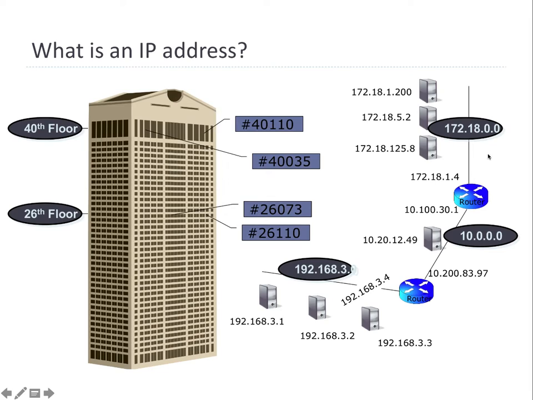So over here we have a network 172.18.0.0. It's separated from another network by a router, and within this particular network we have a bunch of IP addresses that all share that same prefix, the 172.18.